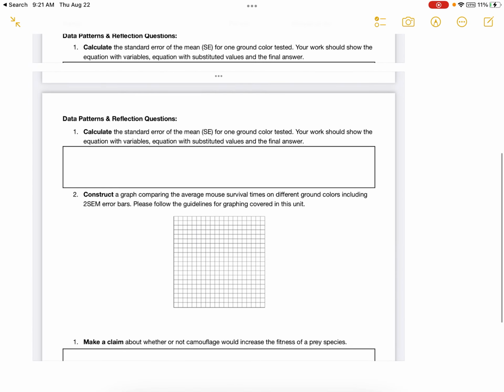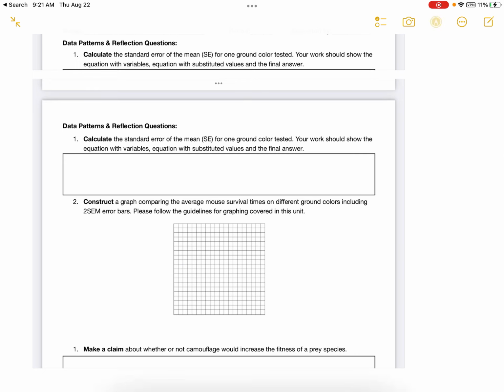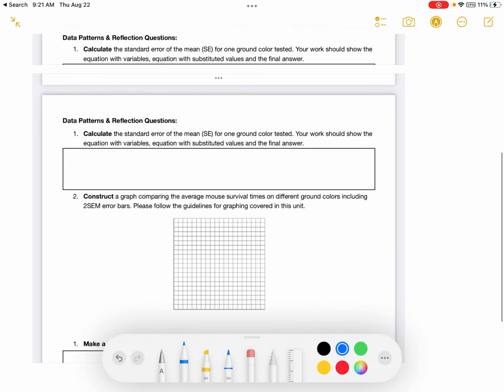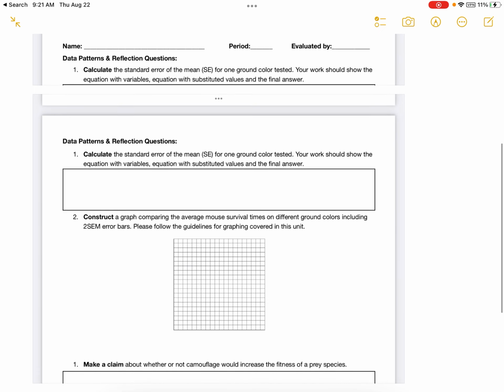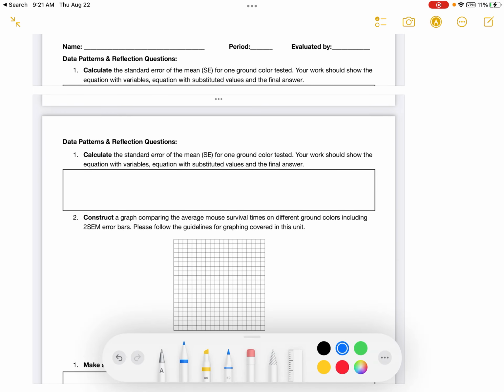Okay, so let's see if I can zoom in a little bit more, maybe not. Come on, zoom in. It's not letting me zoom in. We're just going to have to go with it.